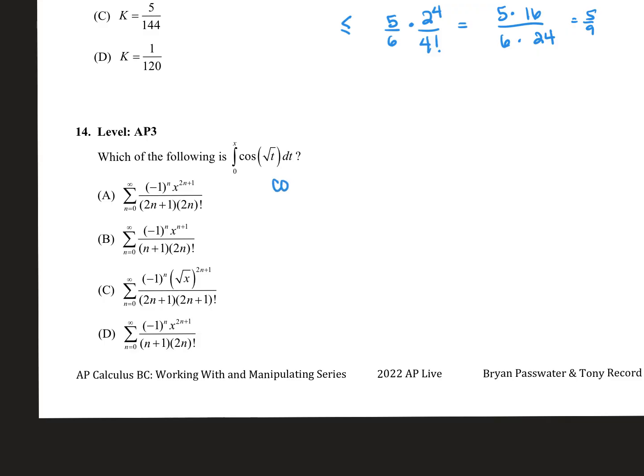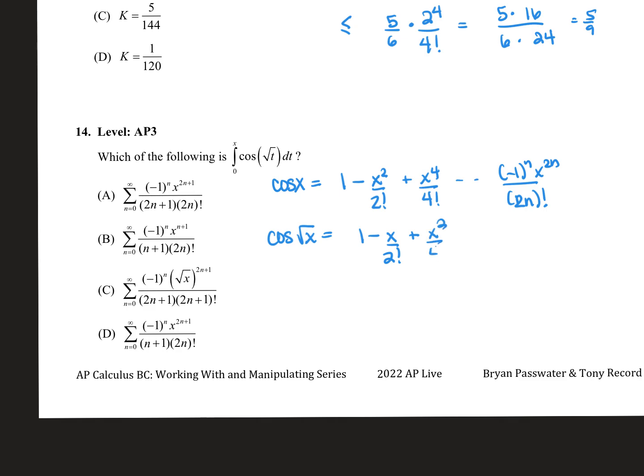Again, starting with cosine. Cosine's Taylor polynomial is the evens. Its general term. The first thing we're going to do is replace that x with the square root of x. So x to the 1/2 to the fourth would be x squared. And x to the 1/2 times 2n is going to be x to the n.